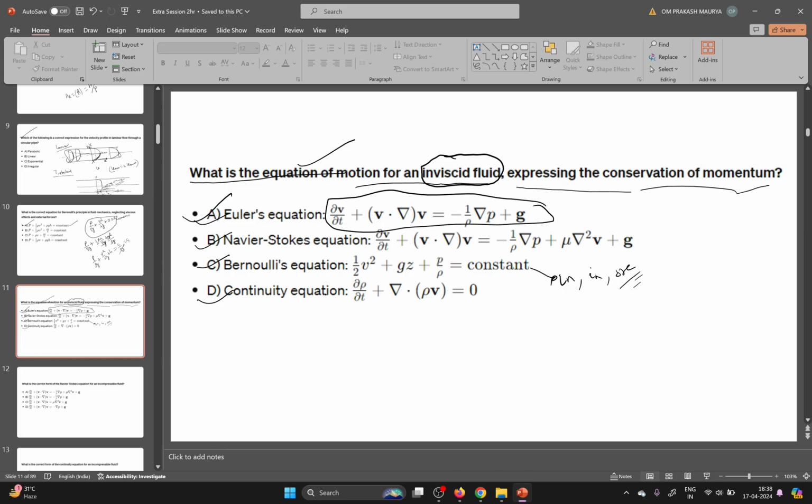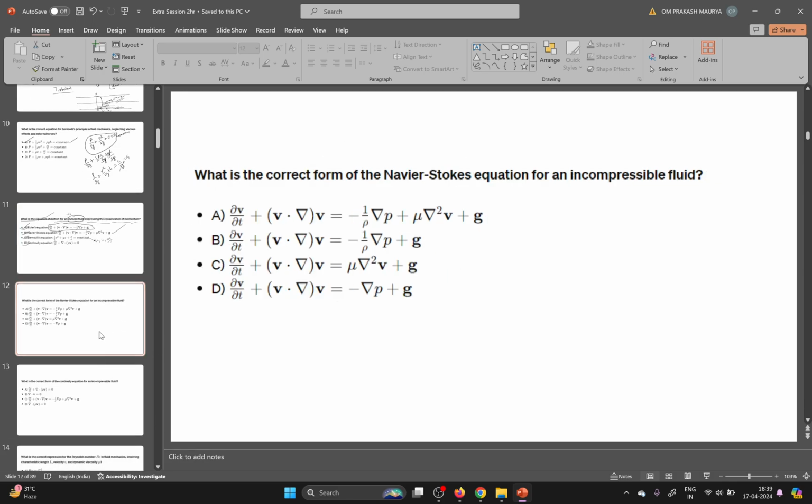In a similar question, if we had talked about viscid, that is viscous fluid, then the Navier-Stokes equation would be the correct option. But here it is inviscid, so definitely we will go with option A. Option A is correct for that.